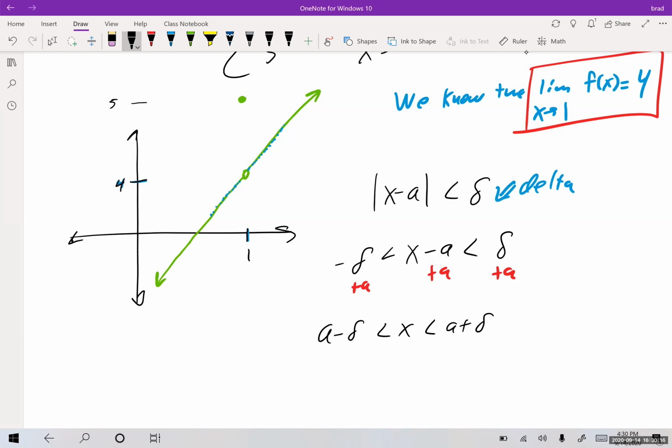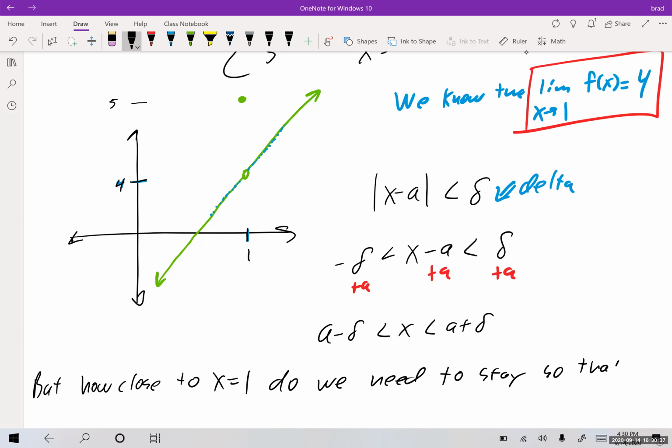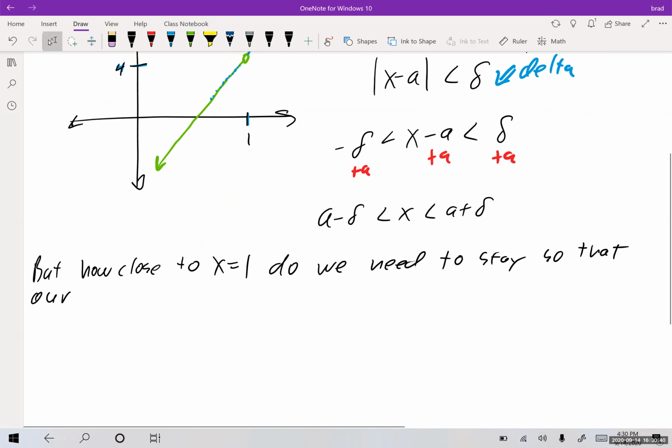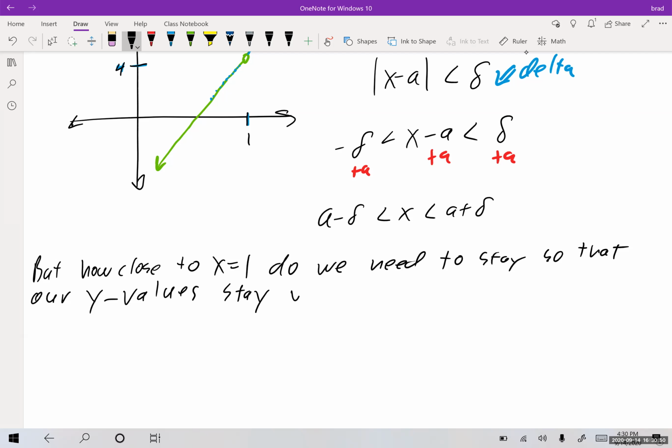So let's see here. The big question is, but how close to x equals 1 do we need to stay so that our y value stays, and in this case, I think we want to try 0.1, and then for each problem, it'll change, stay within 0.1 of 4, okay?